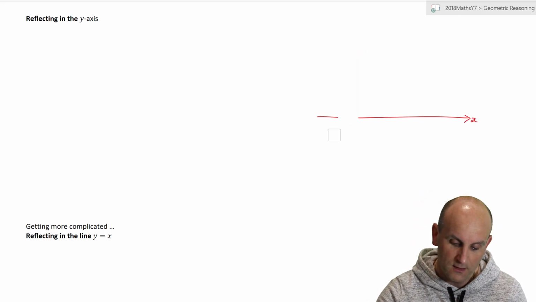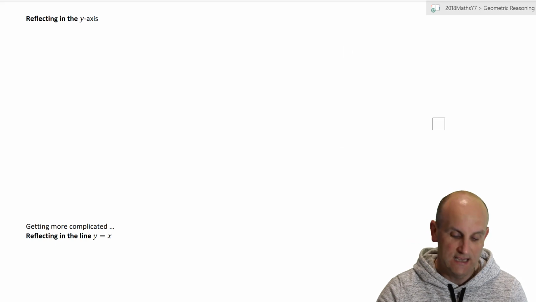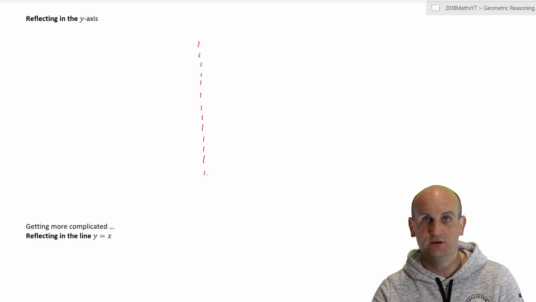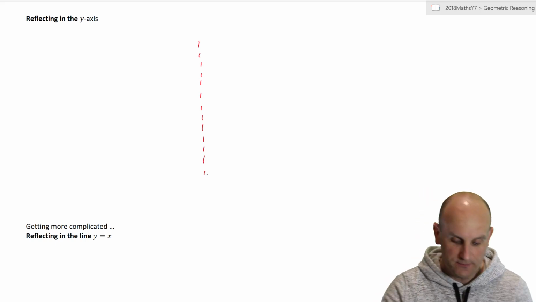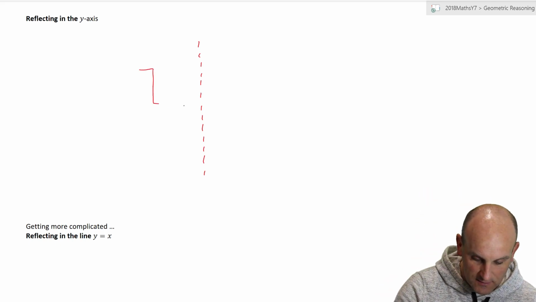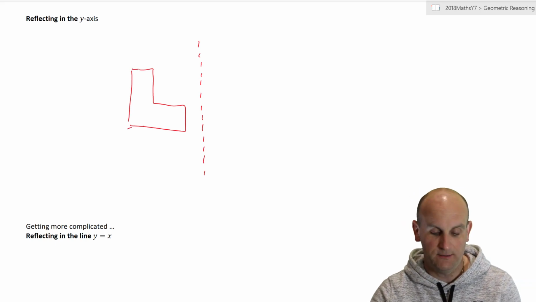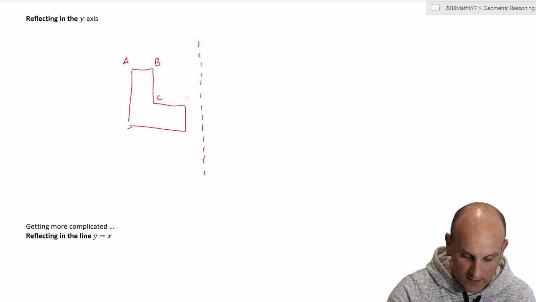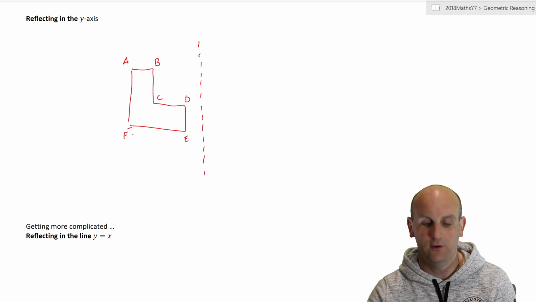But when I'm reflecting in the y-axis, it means that my mirror line is effectively a vertical line. So there's my dotted line. I need a shape. So let's do something a little bit more funky. And there we go. We've got an L shape. I'm going to label my corners, or my vertices, to make sure that when I reflect it, my teacher or my examiner knows where they all are.